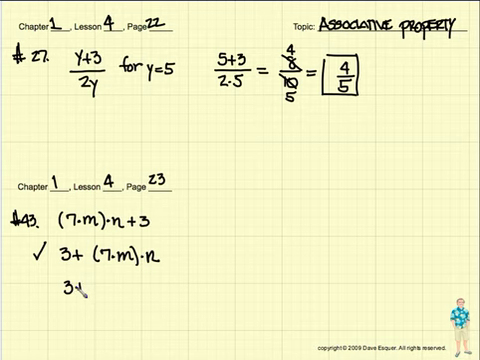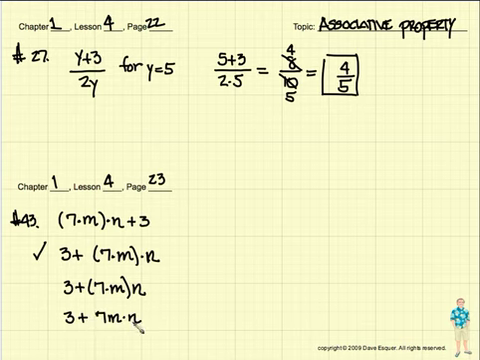We might get in the habit of writing that as 3 times 7 times m, and we can get rid of the second dot, so that would be times n. And we can even rewrite that as 3 plus 7 times m times n, or 3 plus 7mn. So this first one would be a good equivalent expression.